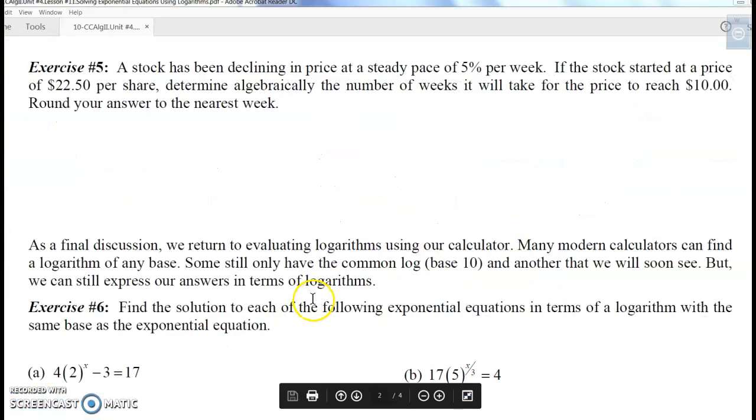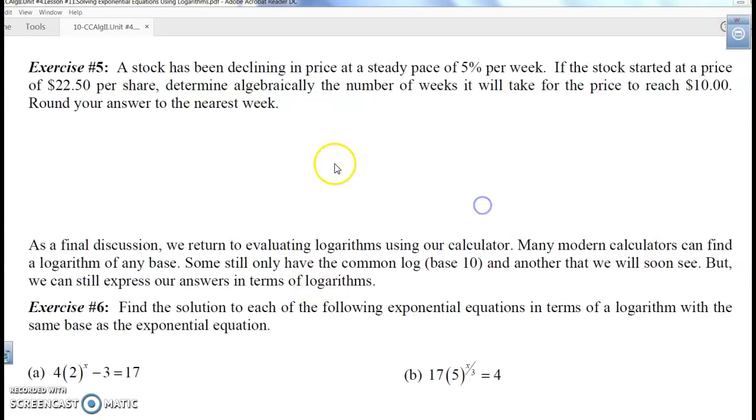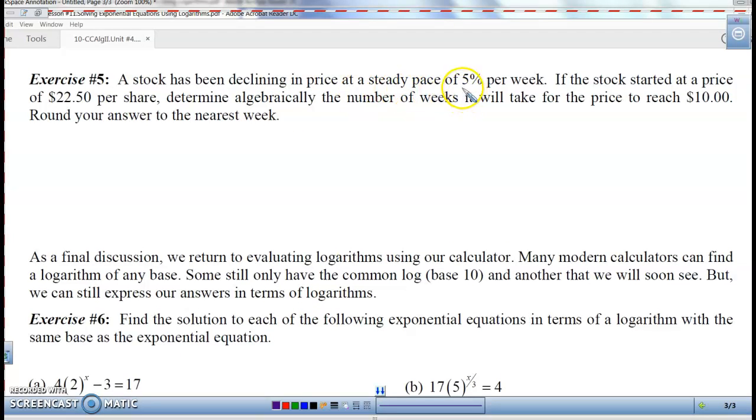Okay, now that we've done an exponential growth, let's do an exponential decay. We have a stock that has been declining in price at a steady pace of 5% per week. If the stock started at a price of $22.50 per share, determine algebraically, which means don't go to your calculator table, the number of weeks it will take for the price to reach $10. Round your answer to the nearest week.